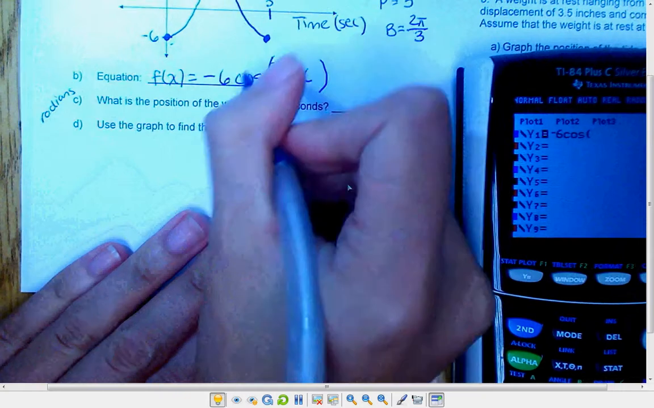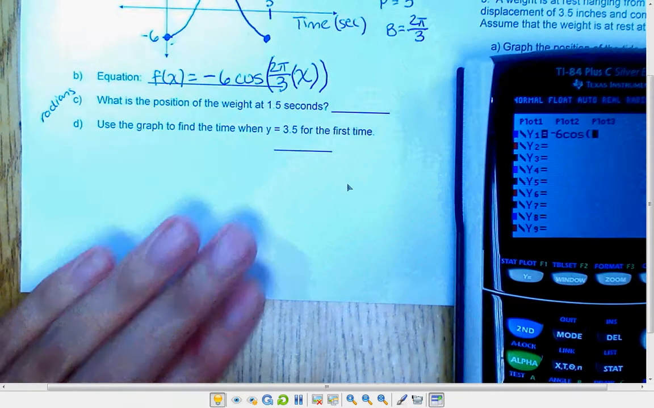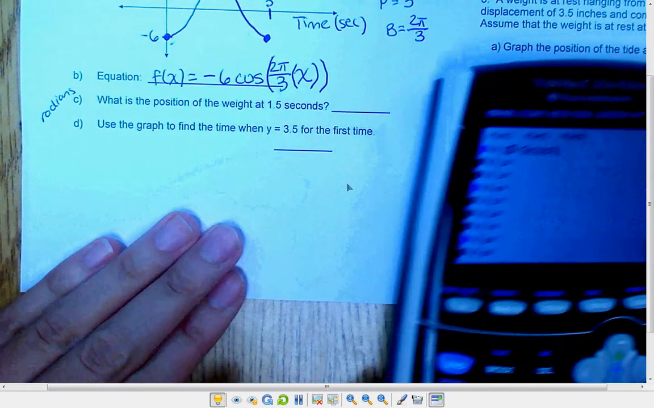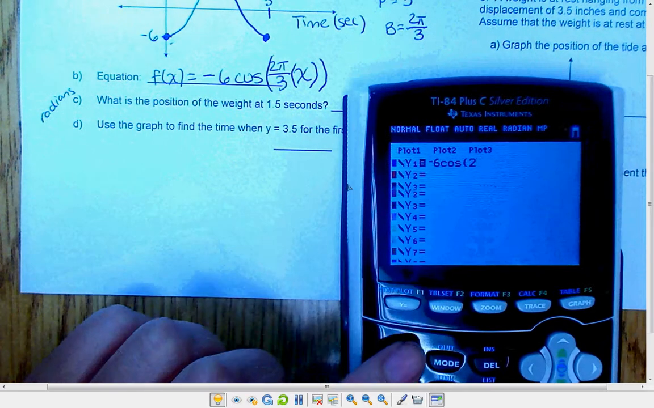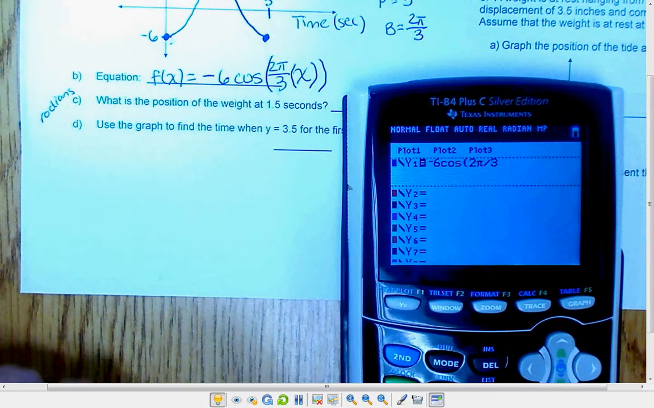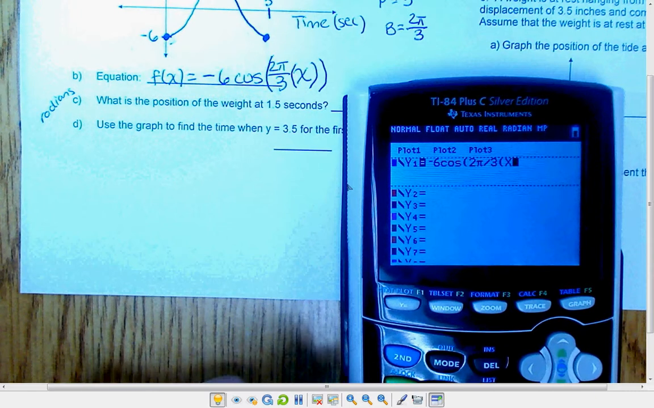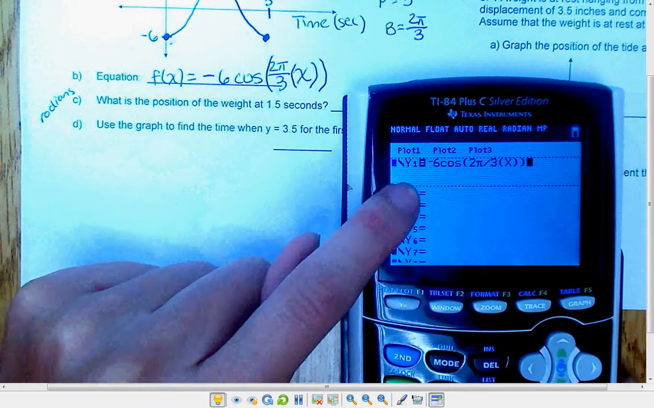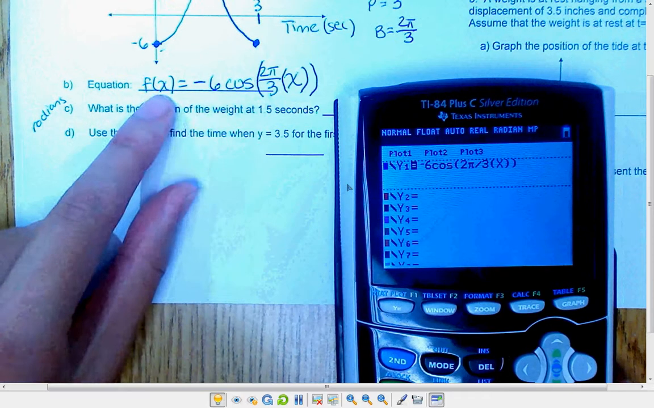I'm also going to put my x in parentheses, because when we start graphing horizontal and vertical shifts, that's going to be important. So what this is going to look like is I'm going to have my b value, 2 pi divided by 3, open parenthesis, x, close parenthesis, close parenthesis. So on my y equals screen, this is exactly what I have written right here.